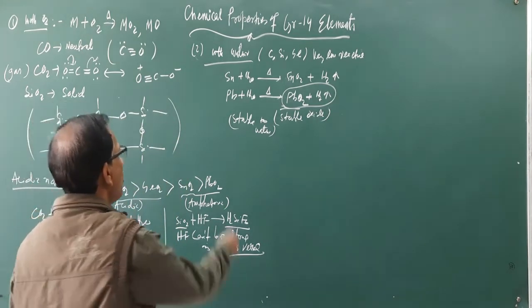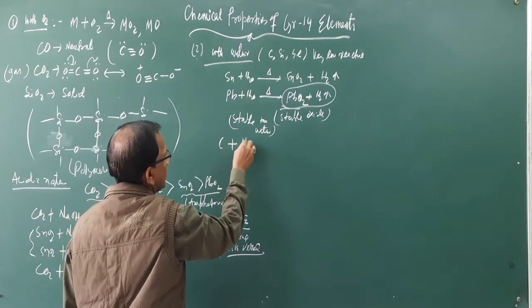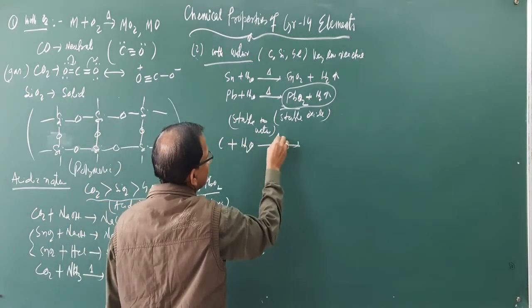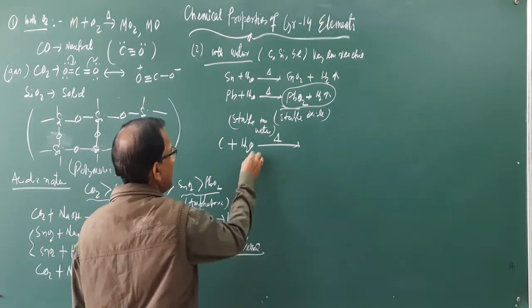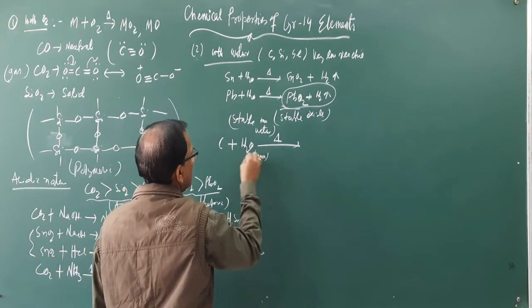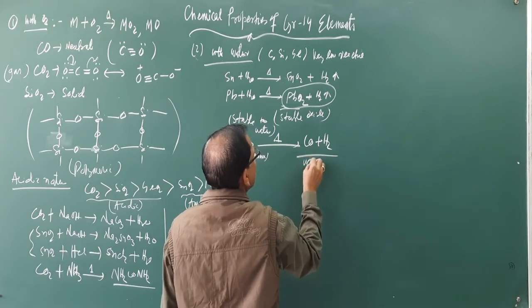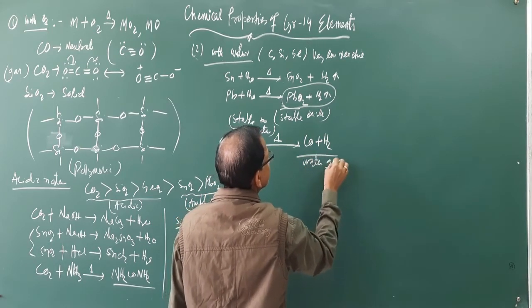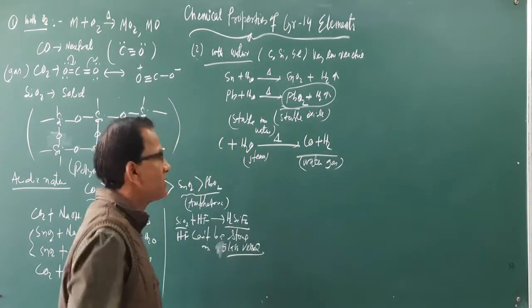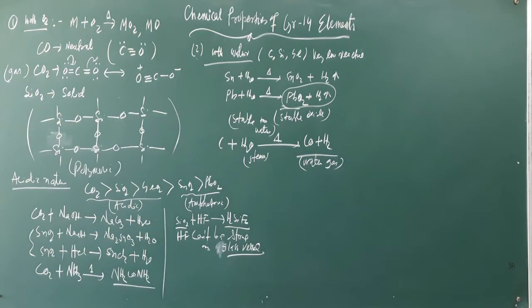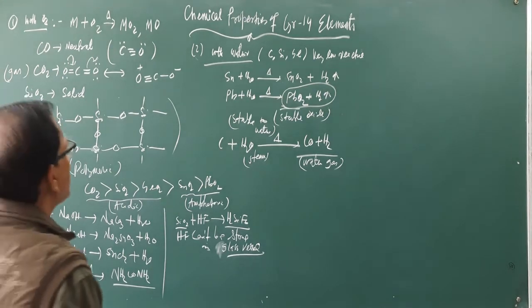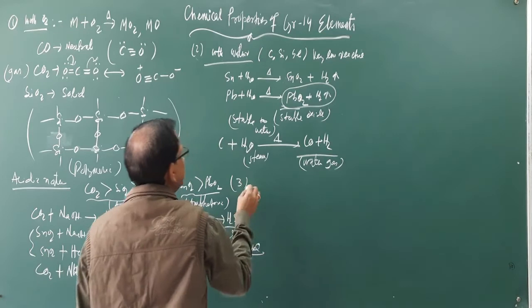But with very strong heating, carbon and water, using steam, produce carbon monoxide and hydrogen. This is called water gas or steam gas. So this is the reactivity of elements with water. Then formation of halides.